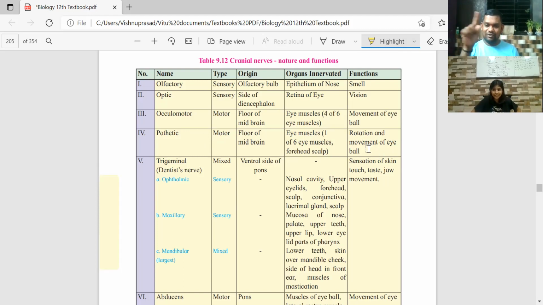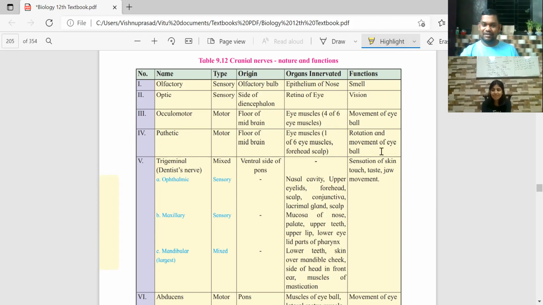Rotation and movement of the eyeball. That means if I want to move my eyeballs, like you do on the screen, looking up and down, there are muscles which are connected to the eyeball. Those muscles are stimulated by the brain. Okay, Supriya, move your eyeball like this.